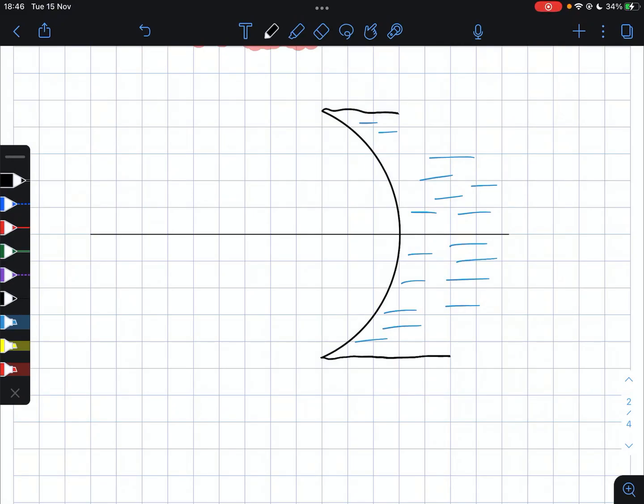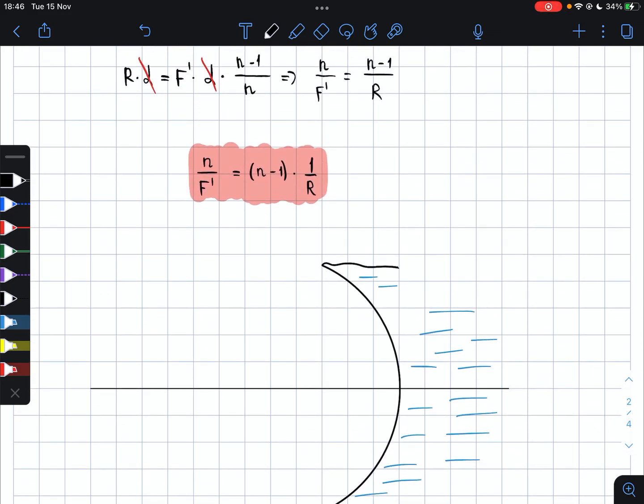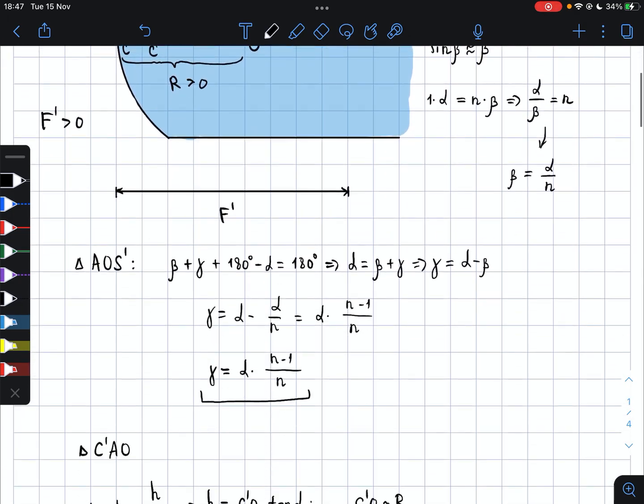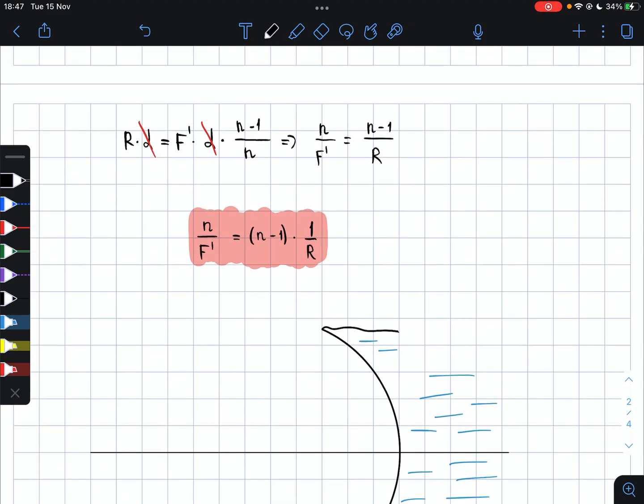In the previous video we found out that a spherical surface is able to focus rays that are nearly parallel to our optical axis, or as we say, paraxial rays. It has the ability to focus paraxial rays, and we found out that the formula is n divided by f prime is equal to (n minus 1) multiplied by 1 over R.